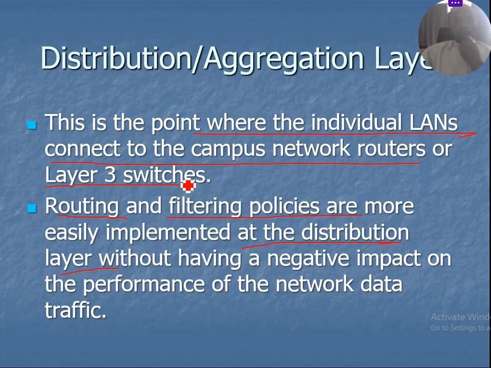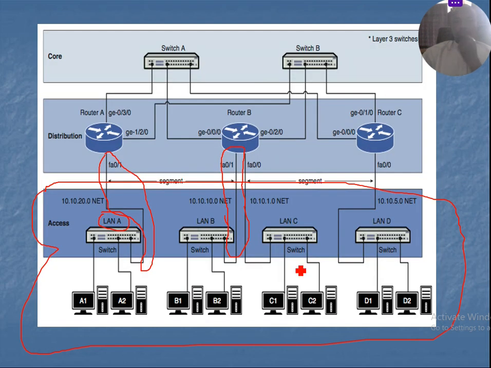Now in the distribution layer, what functionality is being carried out there? Routing of data packets is carried out using IP addresses. And also, what else is being done? Filtering policies are carried out also. So routing of data packets and the policies are implemented in this distribution layer. This one does not have effect on the performance of the system.